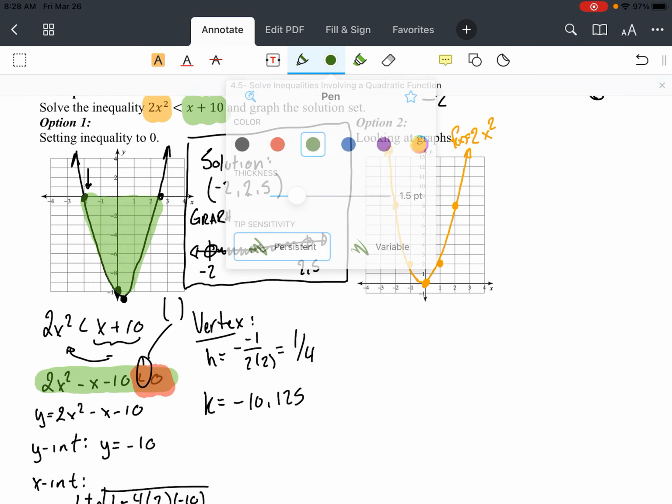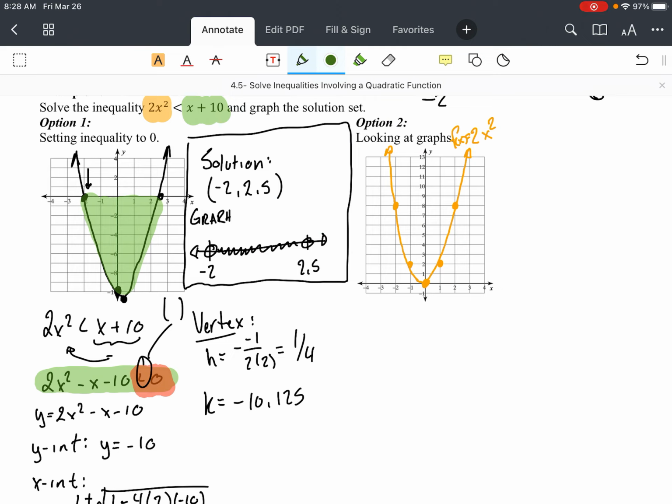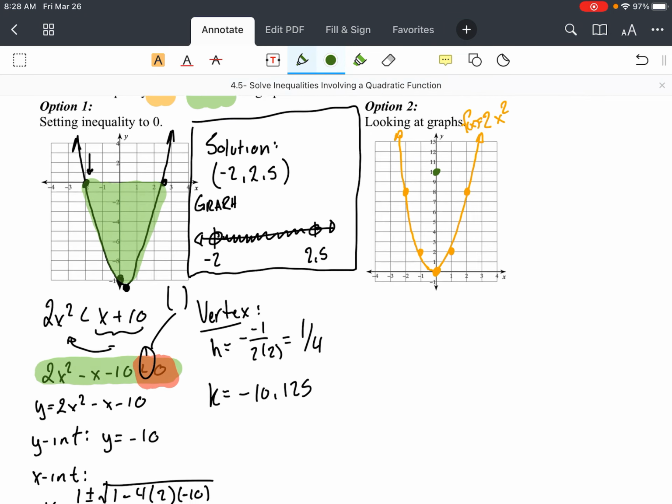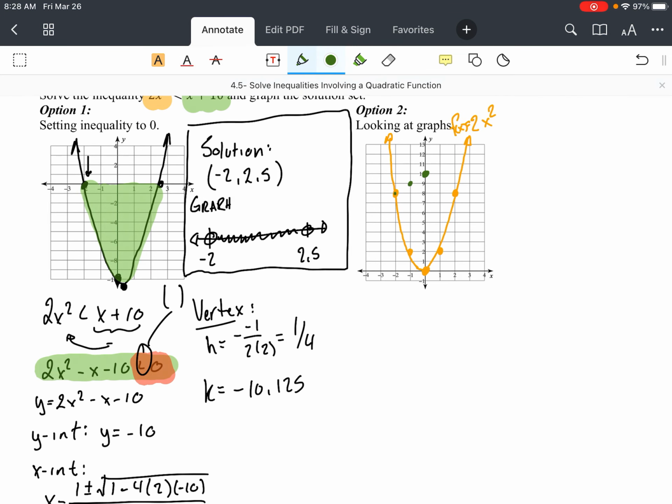Okay, then I'm going to take a look at the second one, so x plus 10. X plus 10 is going to intersect at 10, and it's going to have a slope of 1. Okay, so I've got my points that kind of go through like this. Right, and I'm going to draw my line. Okay, so this one's a little bit harder to visualize. All right, so we have an intersection. We know that we're dealing with the points of intersection.